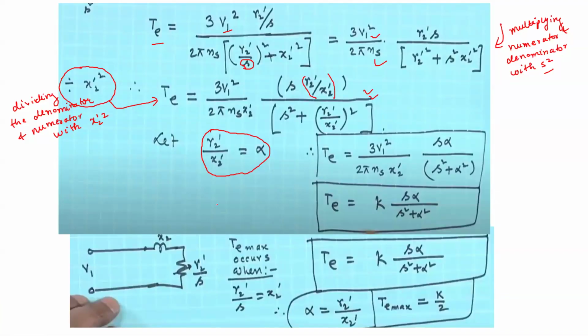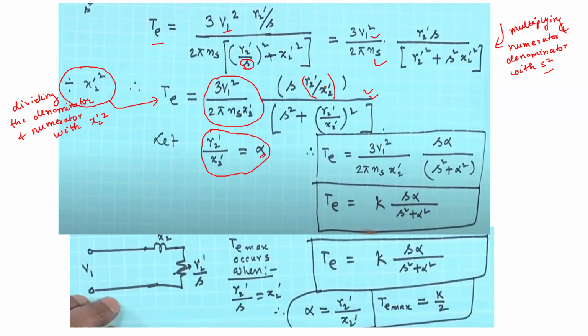So in this simplified expression, what we are doing is substituting alpha in place of r2 dash by x2 dash. So what you are left with is s into alpha divided by s square plus alpha square, right? Because this part is not dependent on the r2 dash by x2 dash ratio. It is independent of that. So wherever this ratio is there, you substitute alpha.